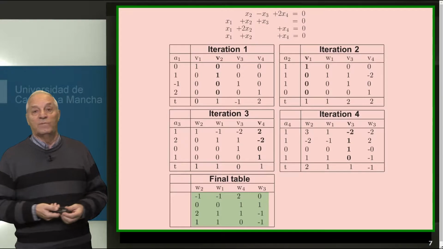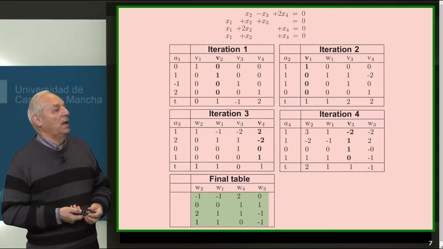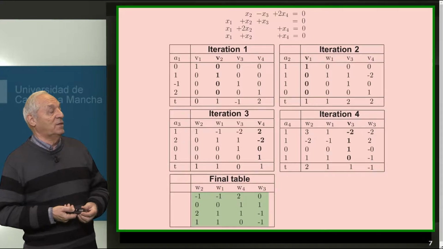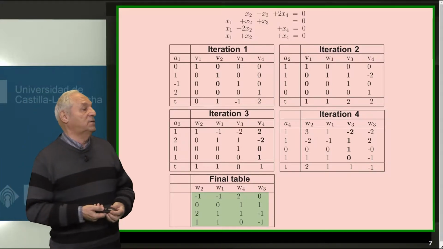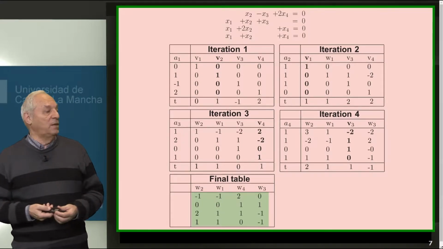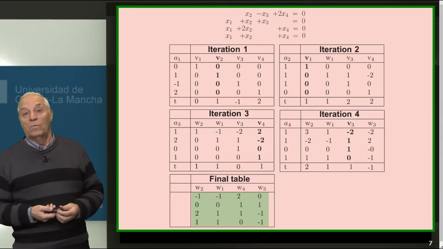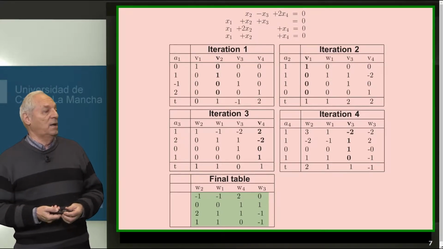Next, let's go to the third equation. We look at the coefficients of x1, x2, x3, x4, and we see that they are 1 2 0 1, which is the vector that we enter in iteration 3. Next, we pivot, and we go to the last equation, which is x1 plus x2 plus x4, and the coefficients of your unknowns are 1 1 0 1.